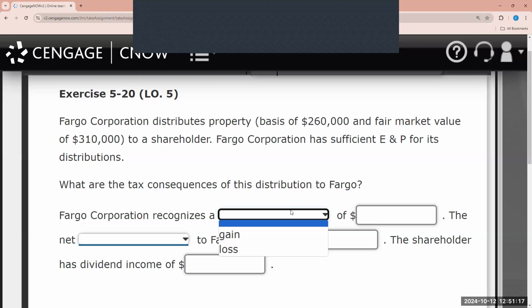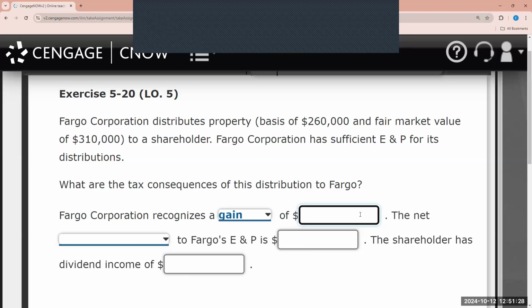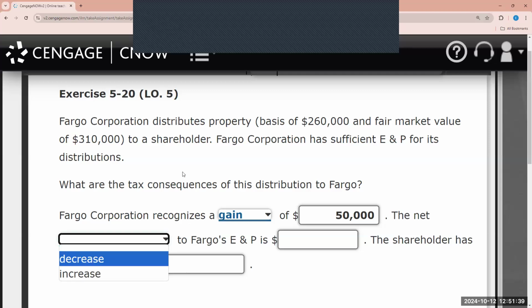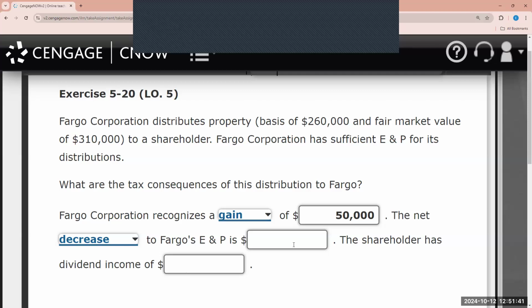As we know, when corporations distribute property as a dividend, they recognize gain. However, they do not recognize losses. So in such case, Fargo Corporation recognizes a gain of $50,000. This has a decreasing effect on earnings and profits. The net decrease to Fargo's earnings and profits would be $260,000. And the shareholder, on the other hand, would have to recognize dividend income of $310,000.